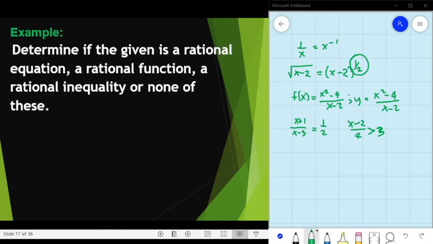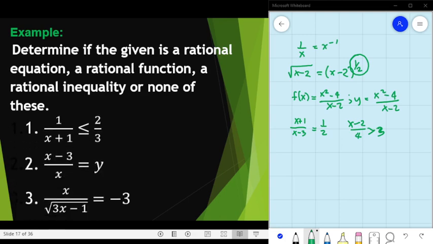Determine if the given is a rational equation, rational function, a rational inequality, or none of these. Okay, number 1. Number 1 is 1 over x plus 1 is less than or equal to 2 over 3. Since there is one variable and it uses less than or equal to, it is a rational inequality.